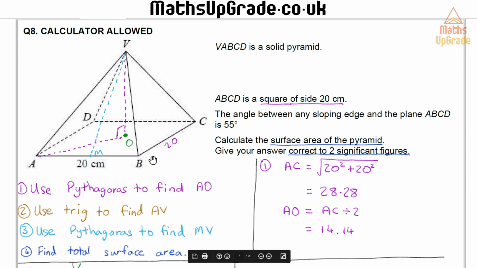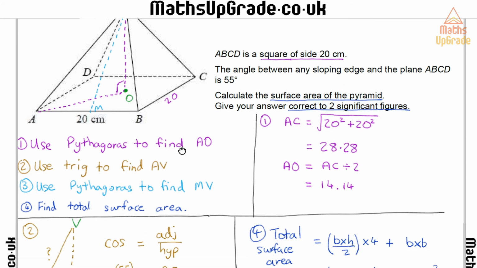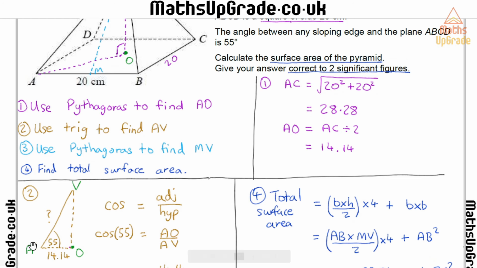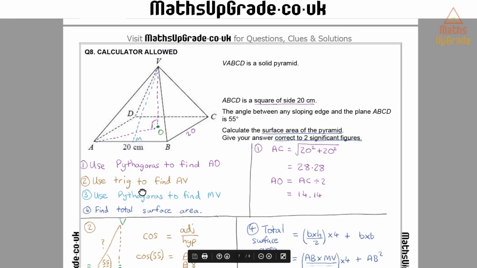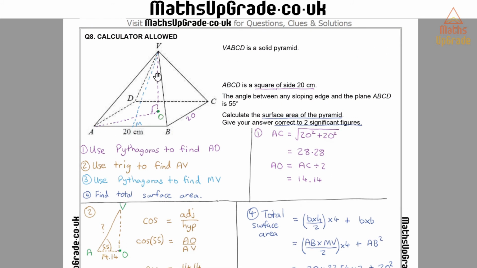Now that I've found AO, I can use that value, and I can use this angle given to me here of 55 degrees to find AV. So here's AO and here's AV. So in essence, what I've done here is I've imagined this triangle AOV like this. The angle here is 55 degrees. The value for AO is what I just calculated a few seconds ago.